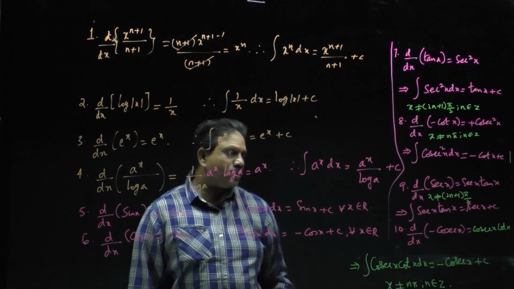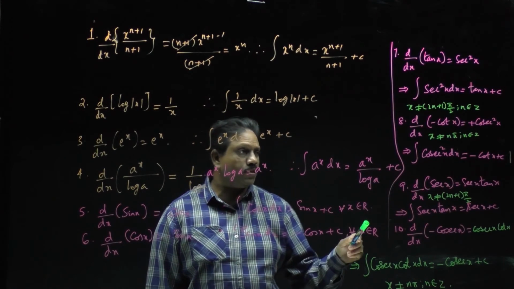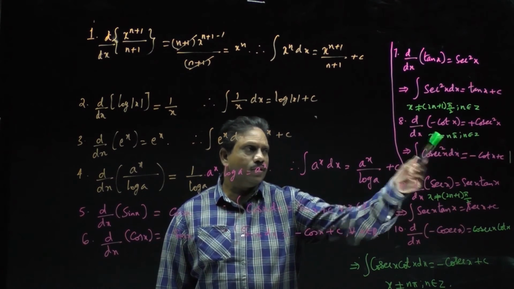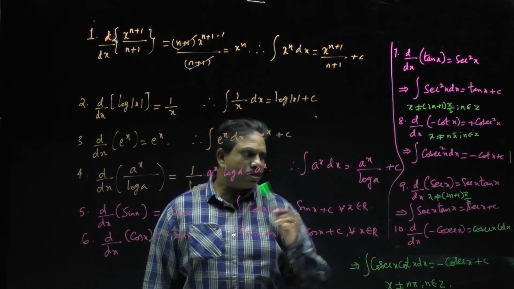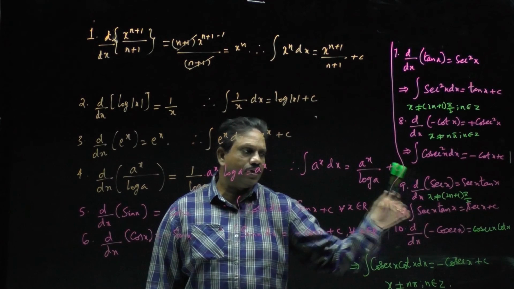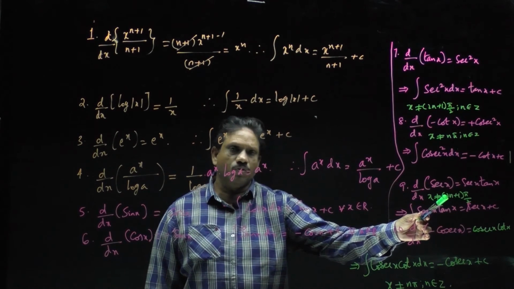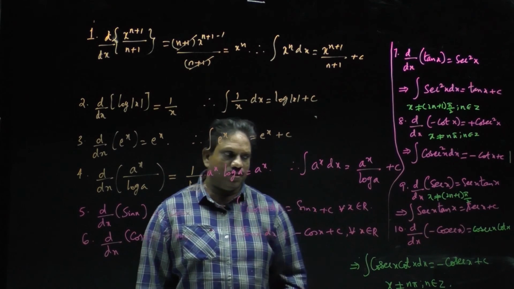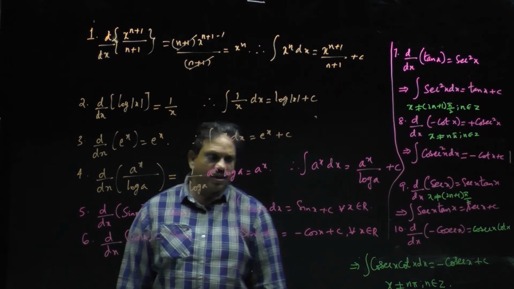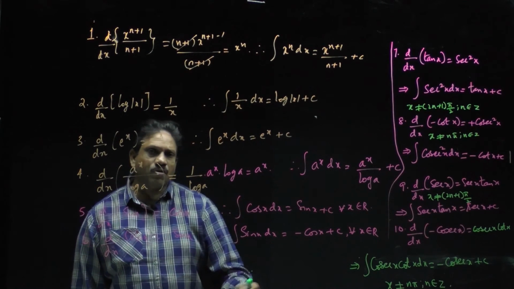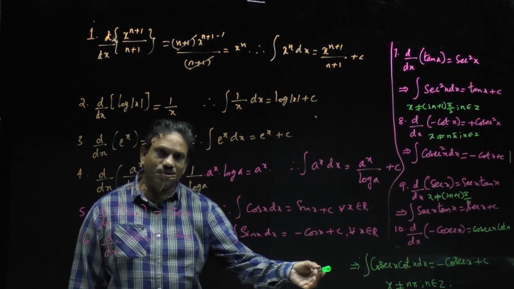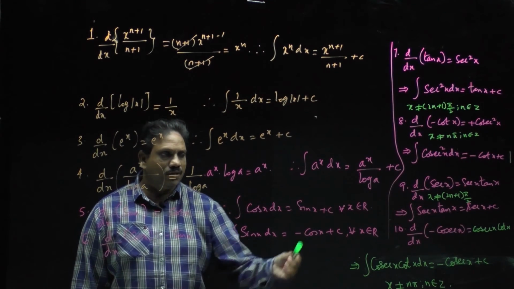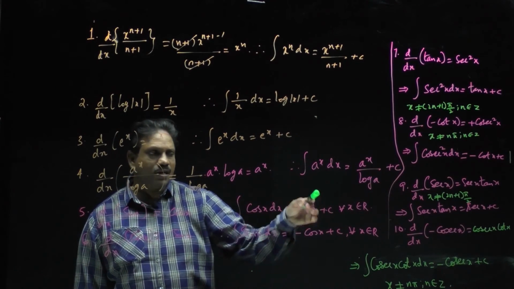Integration of cosecant square x dx is minus cot x plus c when x is not equal to n pi. In this part only we can integrate it. Integration of secant x tan x equals secant x plus c when x is not equal to (2n plus 1) into pi by 2. And finally, integration of cosecant x cot x dx equals minus cosecant x plus c when x is not equal to n pi. That means these are also integrable in their domain.